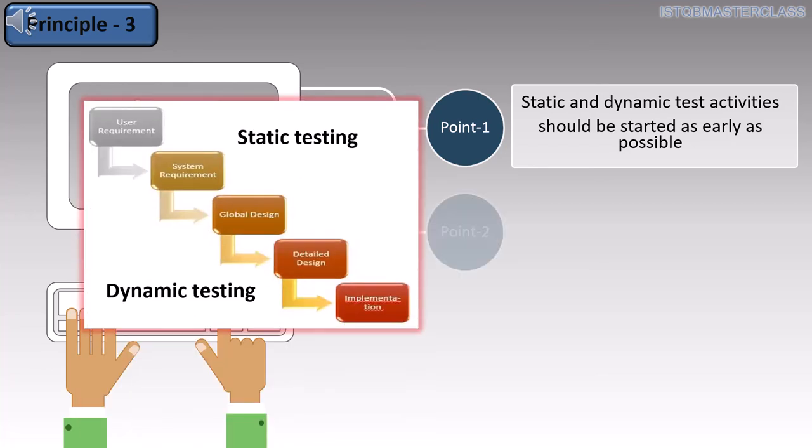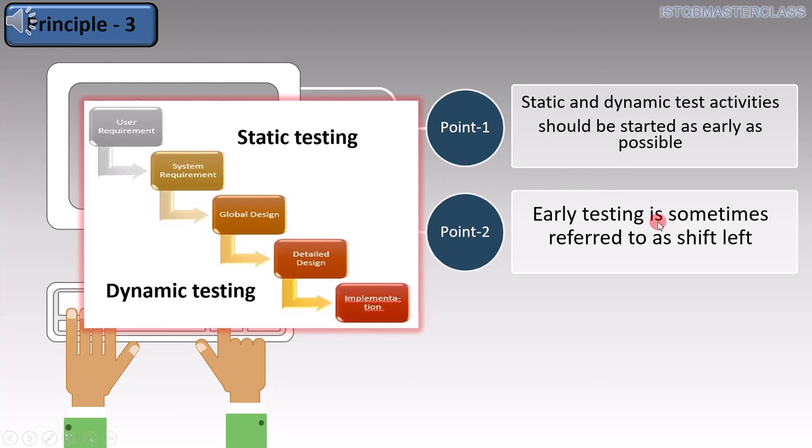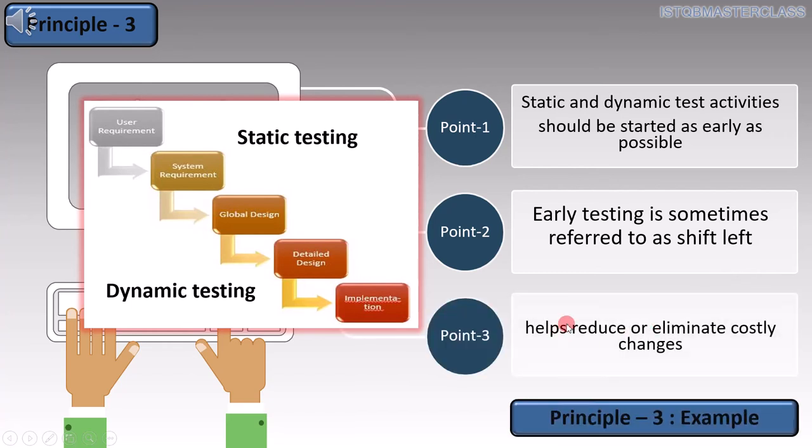Now, let's look at the second point. Early testing is sometimes referred to as shift left. Why is that? Look here. As I'm talking about early testing, I'm shifting to the left of the diagram. The very first stage of testing is at the leftmost corner of the software development life cycle. So early testing is sometimes called shift left. And finally, we come to the last point. It helps to reduce or eliminate costly changes. We can see it in the example to understand that.